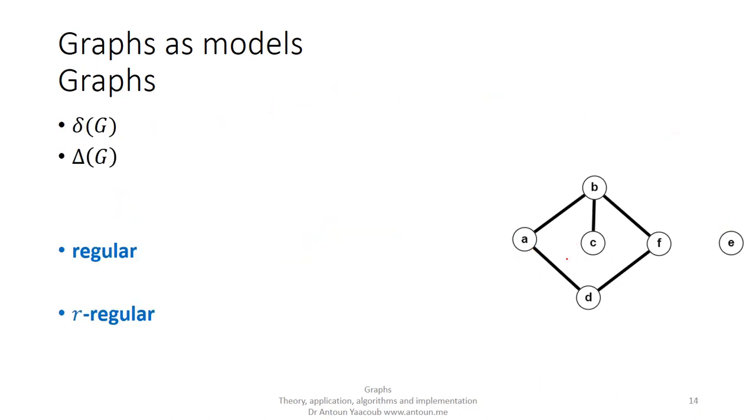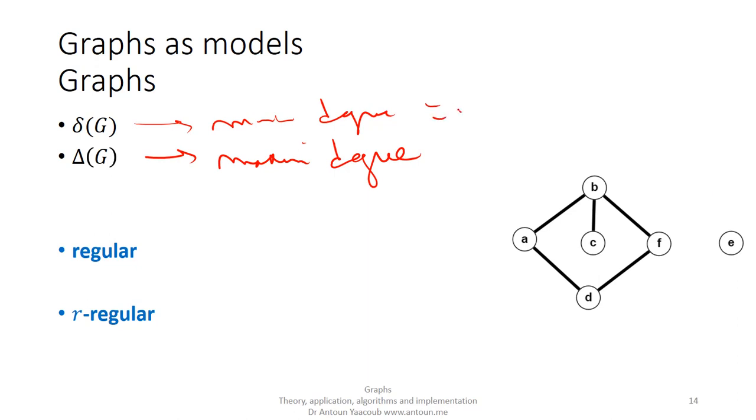We also have two important notations for the degree: the small delta and the big delta. The small delta is the minimum degree in the graph, and the big delta is the maximum degree in the graph. If I recheck here, the minimum degree is equal to 0, and the maximum degree is equal to 3. We'll see later that this will have repercussions for other types of graphs. For now, we just know that the small delta means minimum degree, and the capital delta is the maximum degree.